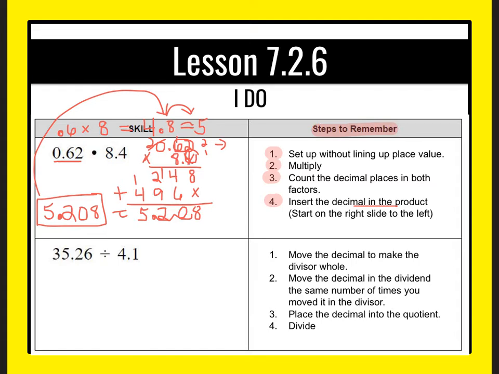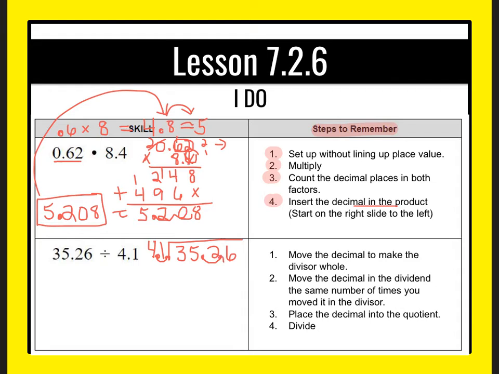Now what we're going to do is take the dividend and divide it by the divisor of 4.1. So this says I have 35.26 divided by 4.1. Well, this says move the decimal to make the divisor a whole number. So I'm going to move that to make it a whole number. Move the decimal in the dividend the same number of times that I moved it in the divisor. So I only moved it once to the right.